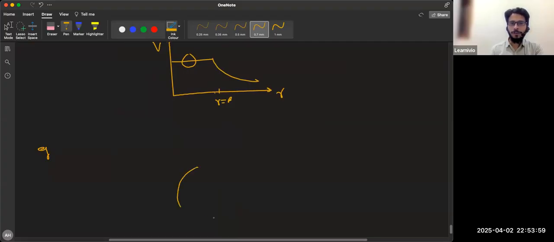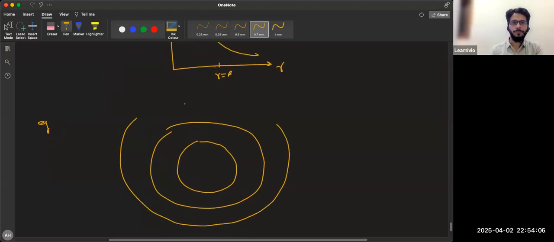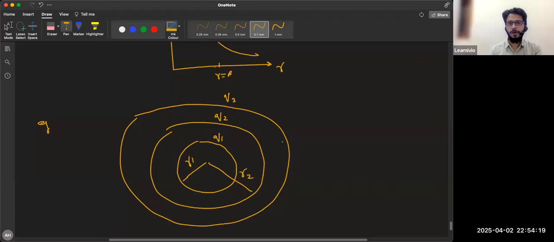The type of questions that you get on spheres is, let's say, a system of 3 concentric spheres. First sphere has charge q1, second has charge q2, third has charge q3. Radius of the first sphere is, let's say, r1. Radius of the second sphere is r2. Radius of the third sphere is r3. You're supposed to calculate potential at different points. Let's say this is point A, this is point B, and this is point C. You're supposed to calculate potential at all 3 points.